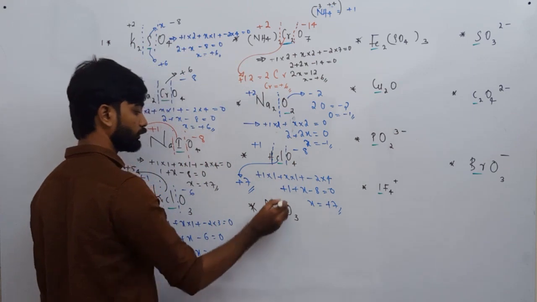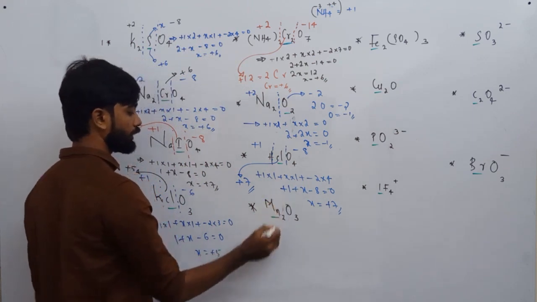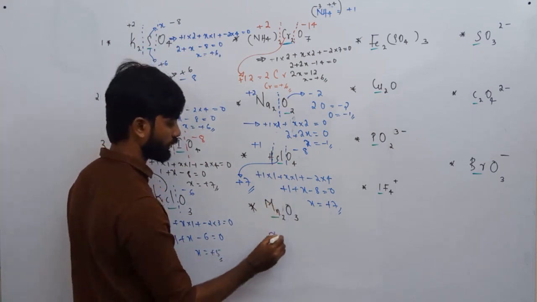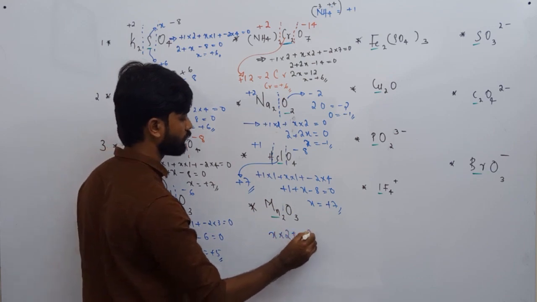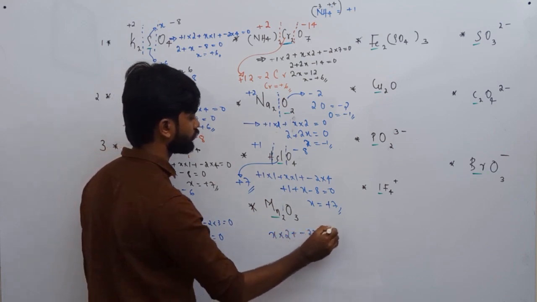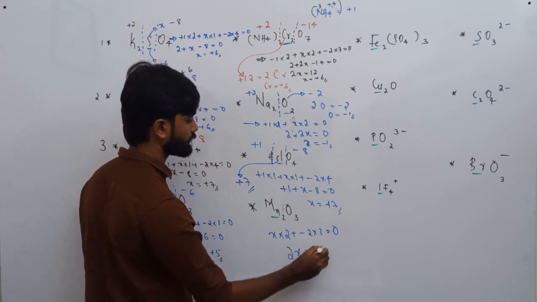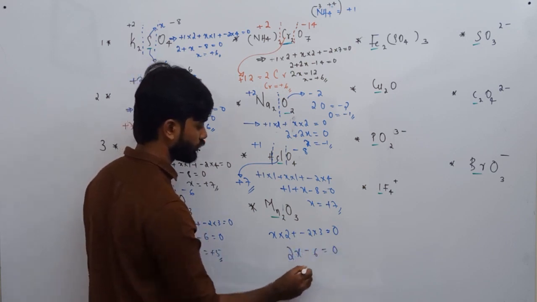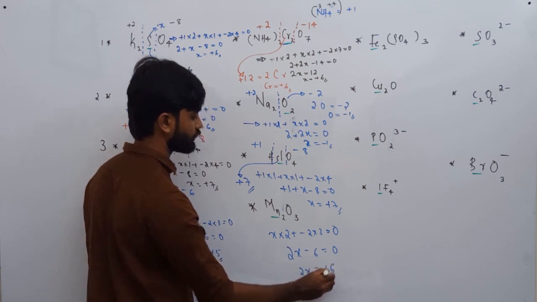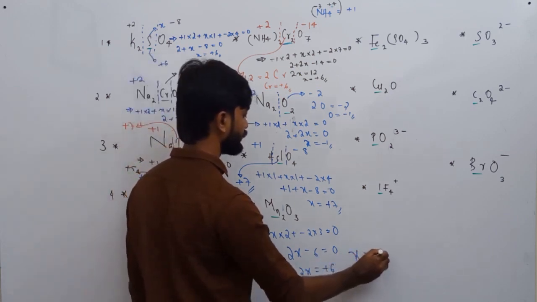The next is Mn2O3. Okay, let Mn be the unknown. So x into 2 plus minus 2 into 3, which is equal to 0. So 2x minus 6 is equal to 0. So 2x is equal to plus 6, which means x is equal to plus 3.